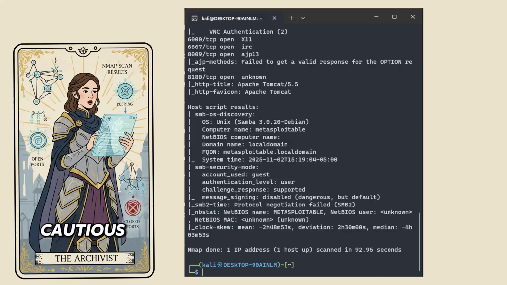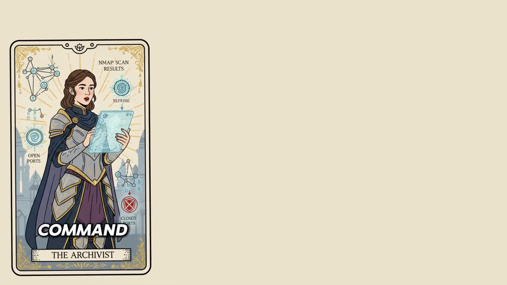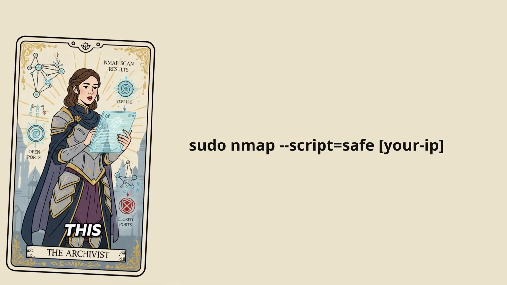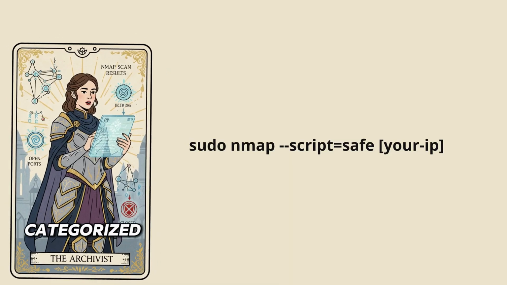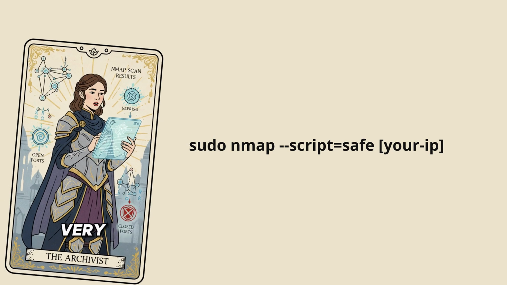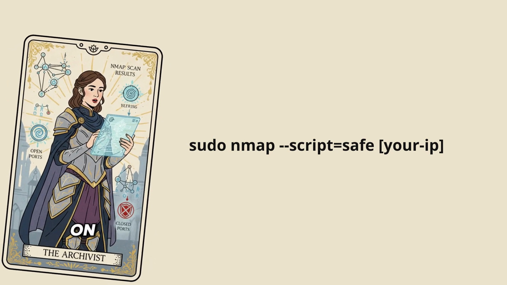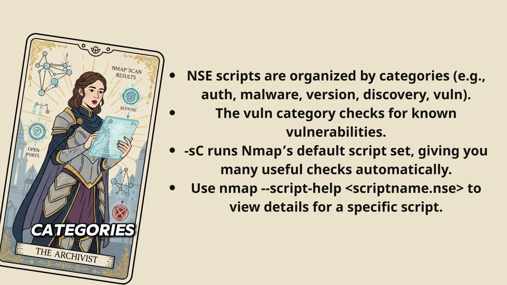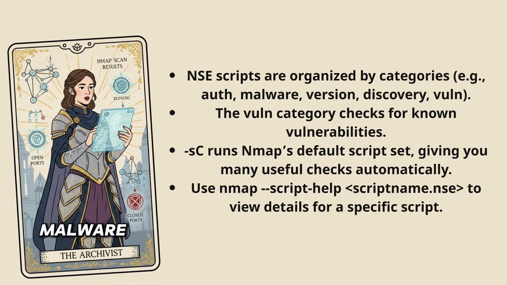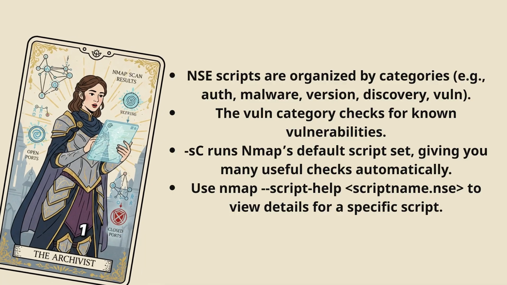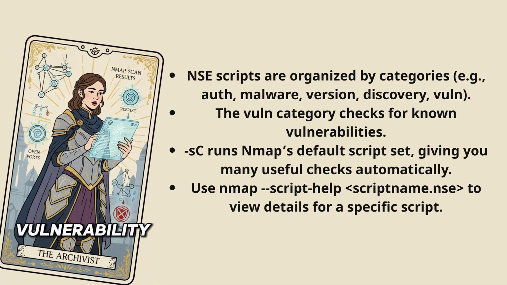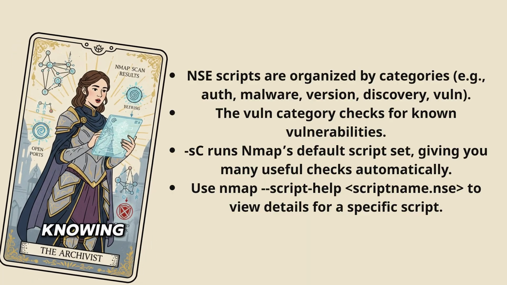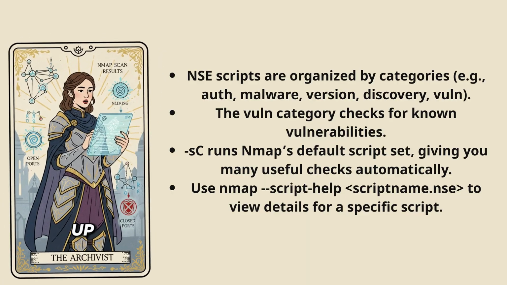If you want to be a bit more cautious, you could run this command. sudo nmap --script=safe your IP. This runs all scripts that are categorized as safe, meaning they are very unlikely to cause any disruption on the target. NSE scripts are sorted into all kinds of categories, like auth, malware, version, discovery, and the big one, vuln for vulnerability. This is a huge topic for its own video, but just knowing -sC is a massive step up.